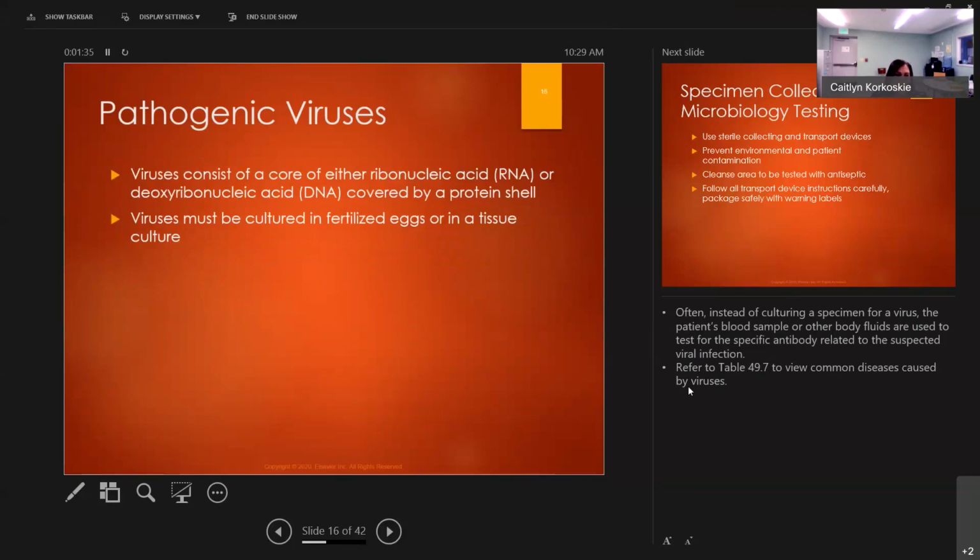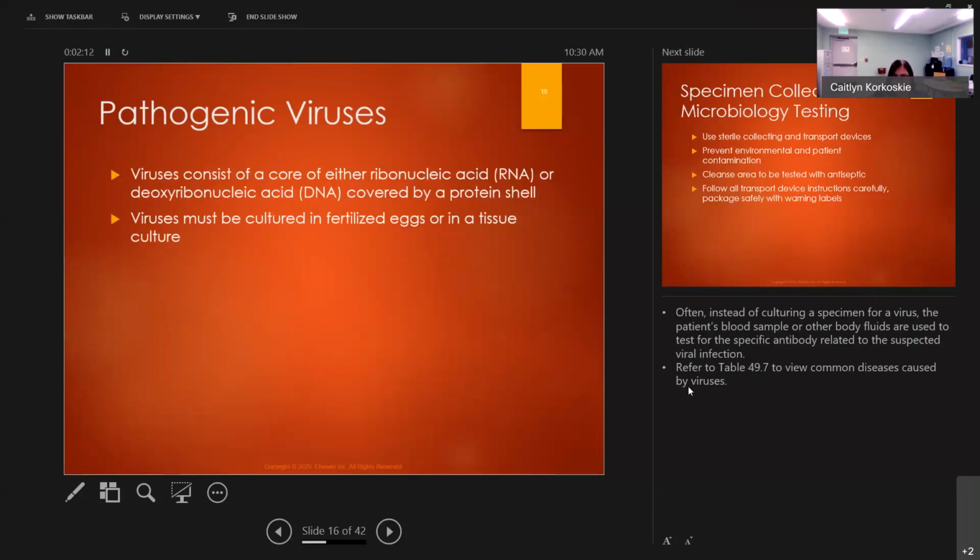Okay, so viruses. Again, viruses are not considered a microorganism, but we still look at them under microbiology. Viruses consist of a core of either RNA or DNA that has to be covered by a protein shell. So when we are doing this in microbiology, we have to make sure it's attached to some type of host that has a protein shell, which is usually in fertilized eggs or in a tissue culture.